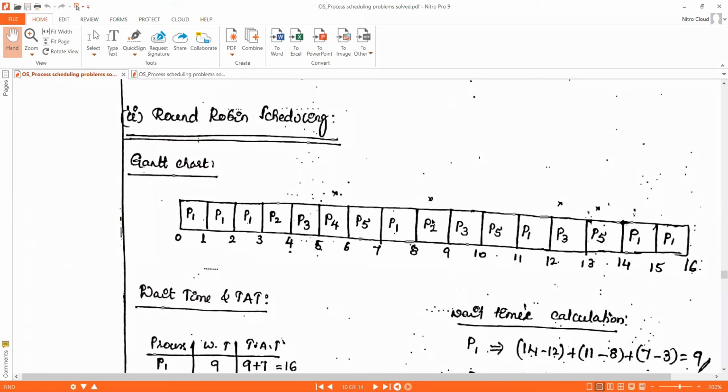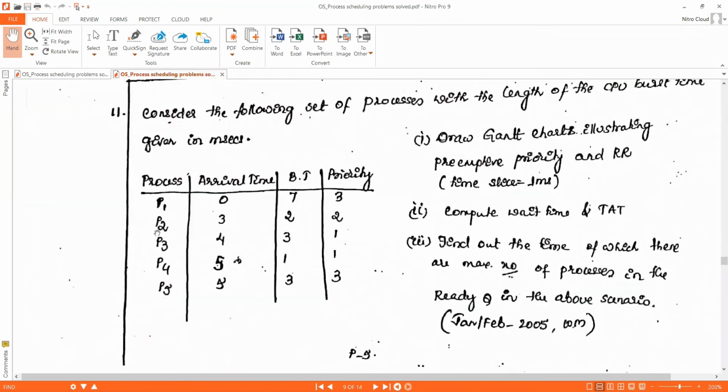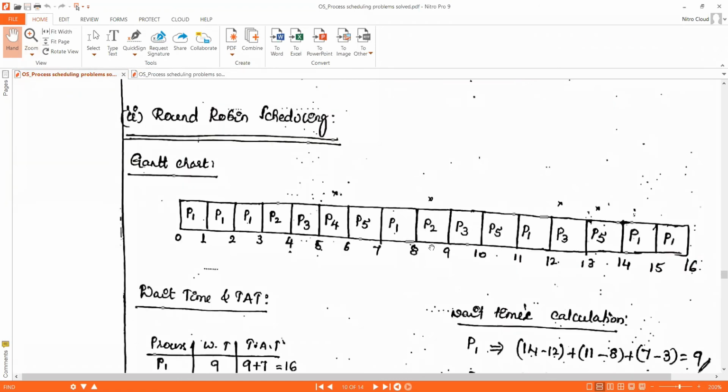Next, CPU will be allocated to process 2. Process 2 has already executed 1 millisecond, and CPU will execute process 2 for another millisecond. Now CPU has completed process 2's burst time. CPU executed process 2 for 2 milliseconds, so process 2 will exit. Process 2 completed its execution, so it will not join the tail of the ready queue.